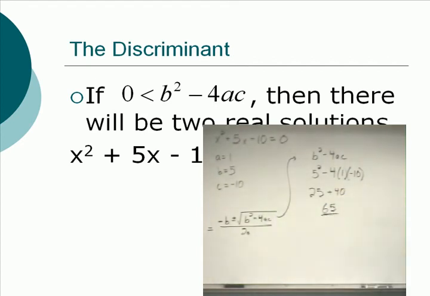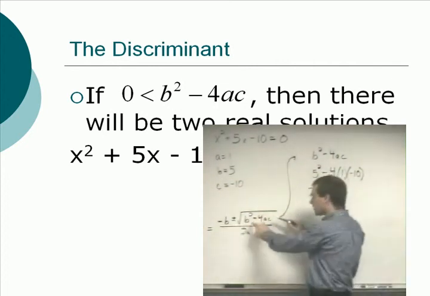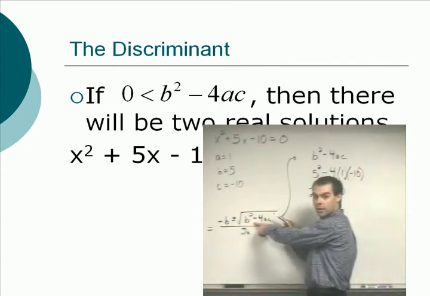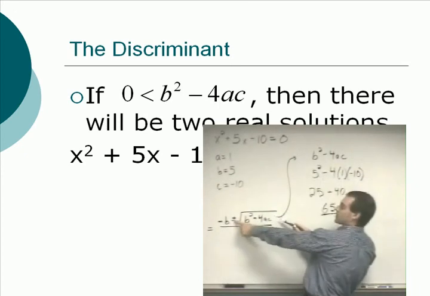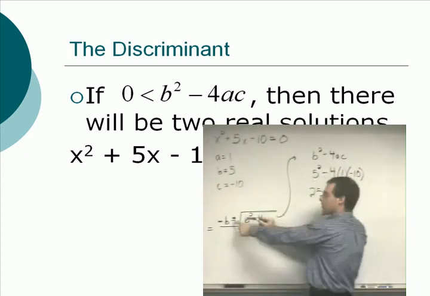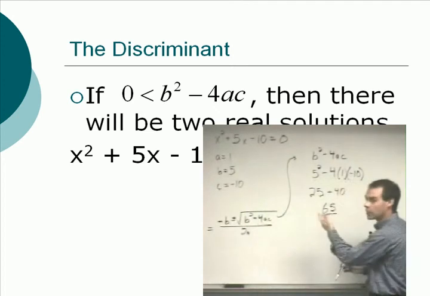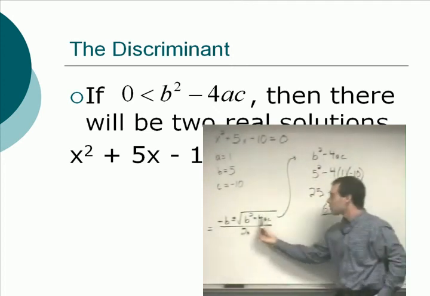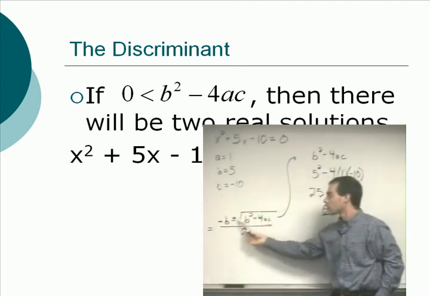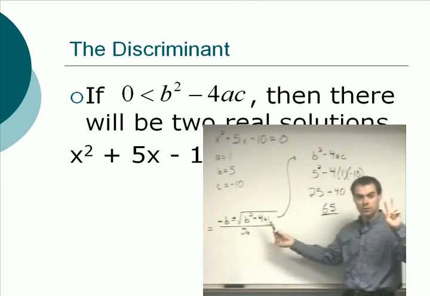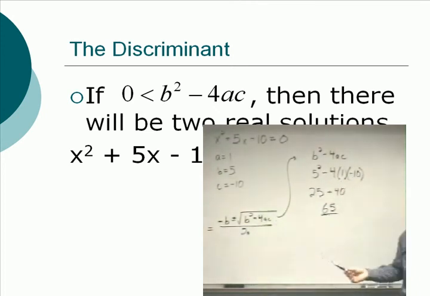Now, why does that mean, having a positive discriminant, why does that result in two real solutions? Because there's something here. When we do the plus minus, there's something there to plus or minus. Okay? If we add on that root 65, we get one solution. If we subtract off that root 65, we get another solution. So if b squared minus 4ac has some value, then we're going to have our two solutions. Does that make sense? Okay?